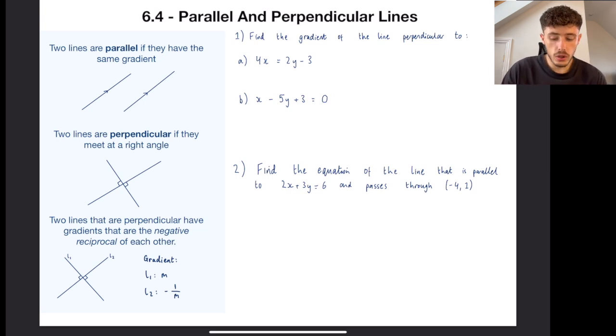And the bottom point: two lines that are perpendicular have gradients that are the negative reciprocal of each other. A very important thing you would have learned at GCSE, but easily forgettable. So there is a reminder for you.